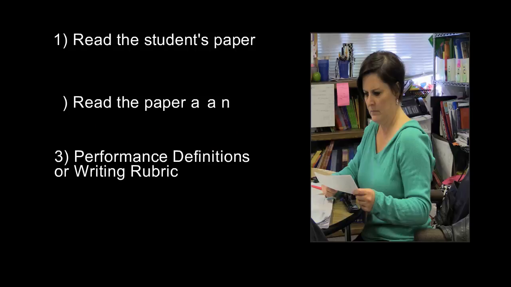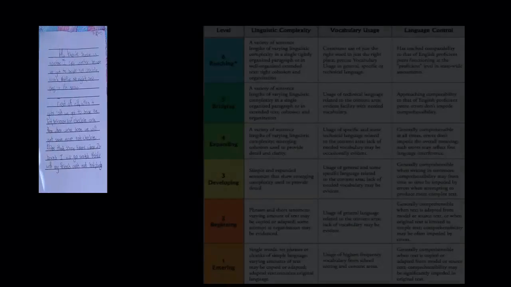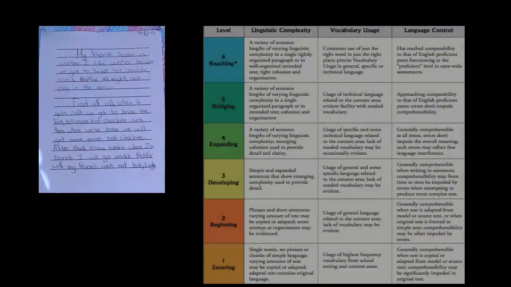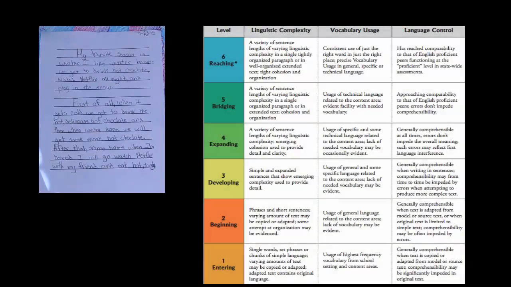Now, have next to you the WIDA performance definitions or the writing rubric. Both documents work in a similar manner. Since you have read the student's paper twice already, you will have a good understanding of the sentence structure. Let's look at the linguistic complexity column.